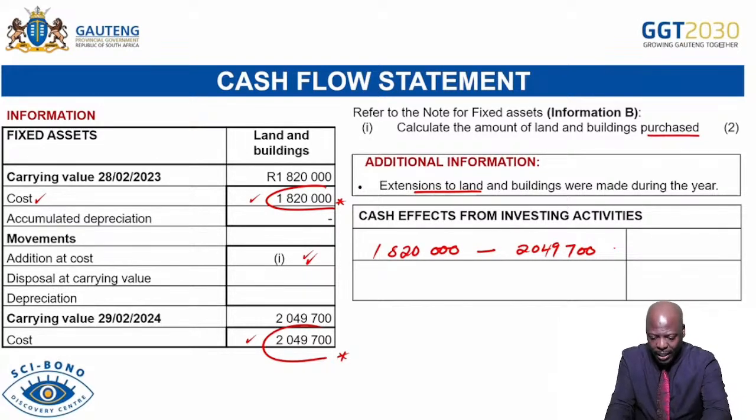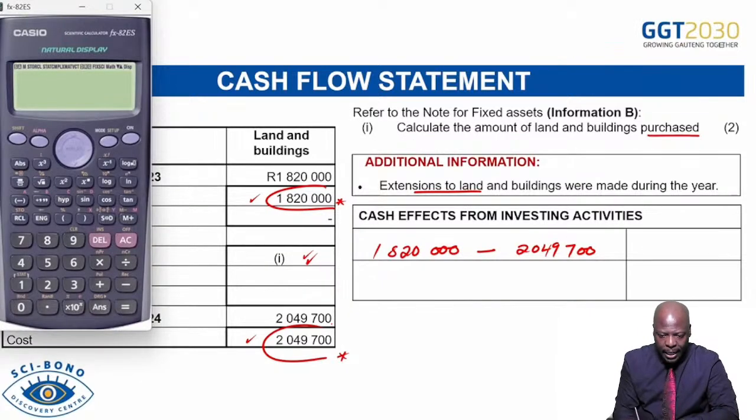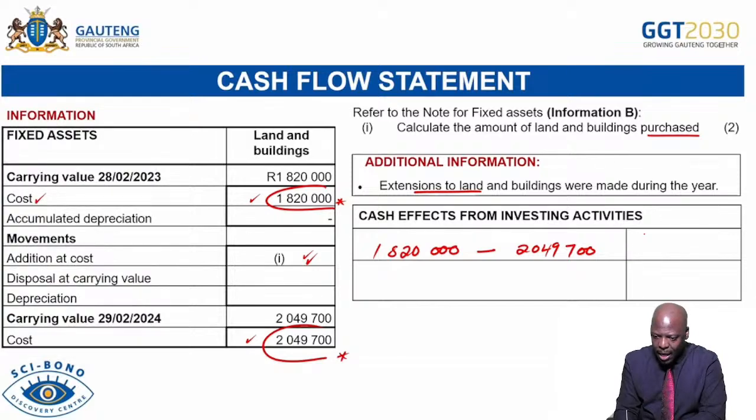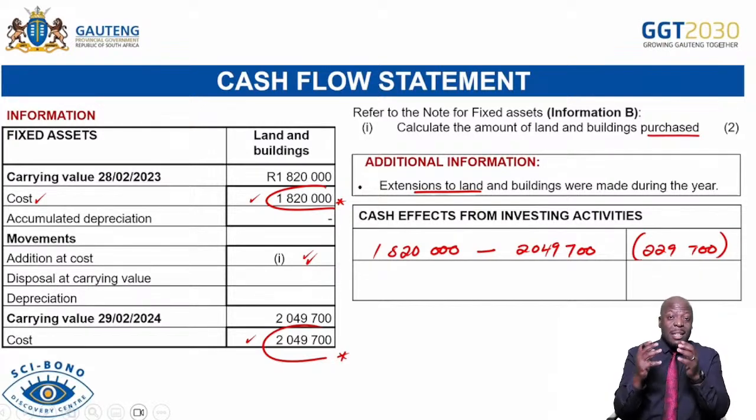Let's see if we can use our calculator and see if that figure can come out. So it's my 1,820,000, minus the 2,049,700, and it gives me a negative 229,700. So when I come here, I'm having a negative 229,700. Already you can see, once your amount is in brackets, we are talking about a cash outflow. Brackets, cash outflow. Are we good?